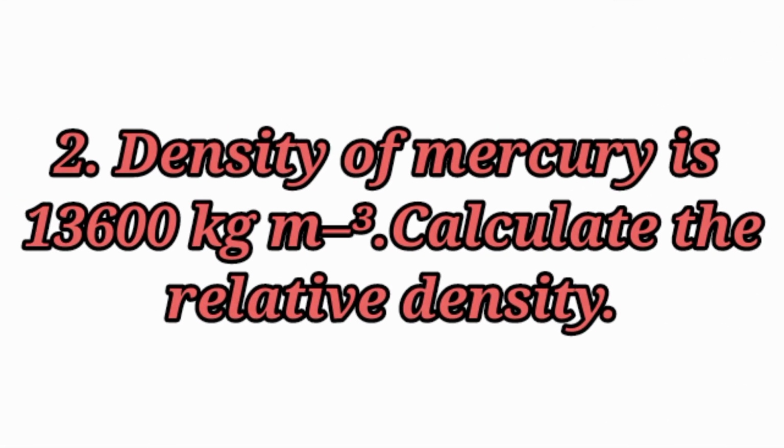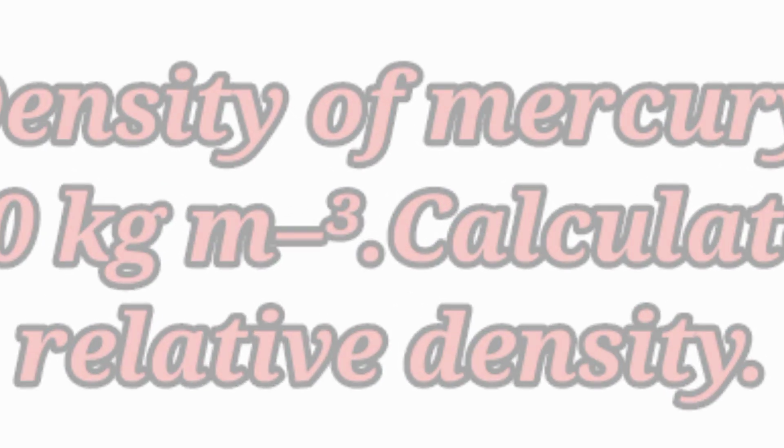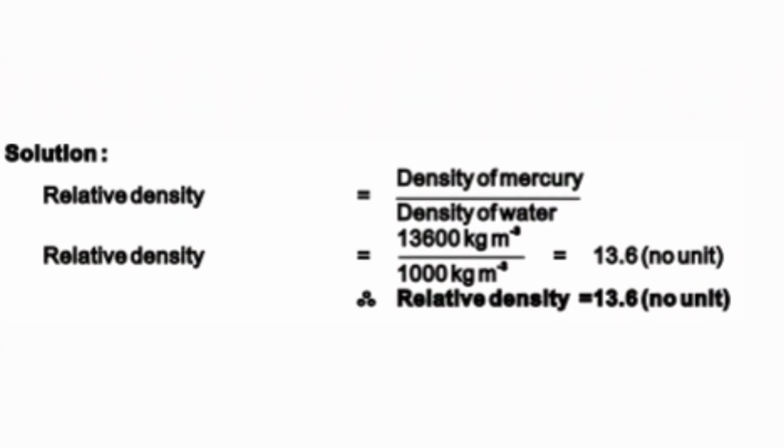Density of mercury is 13,600 kilogram meter minus 3. Calculate the relative density. Relative density is equal to density of mercury by density of water. Relative density is equal to 13,600 kilogram meter power minus 3 by 1000 kilogram meter minus 3. If we simplify, we get 13.6. Therefore, relative density is equal to 13.6. Relative density has no unit.